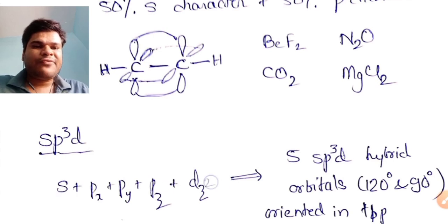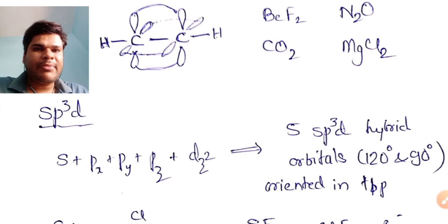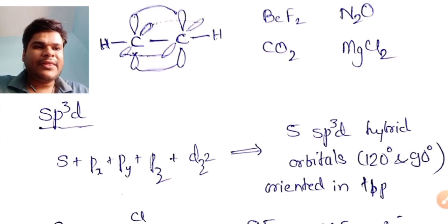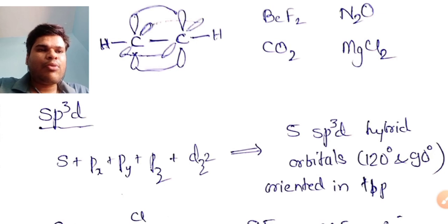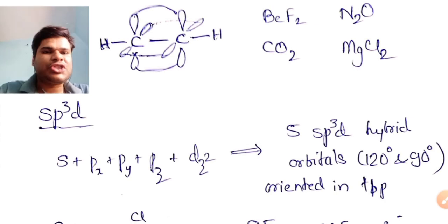Right? So totally 5 orbitals are involved in hybridization. 5 sp3d hybrid orbitals will be formed, and these 5 orbitals are oriented in a trigonal bipyramidal way. We know this, right? So 3 of them are in one plane, they make 120 degrees to each other, and 2 of them remain in axial positions. This also you know. They make 90 degrees with the equatorial bonds or equatorial pairs of electrons. So 2 different types of bond angles can be noticed here.